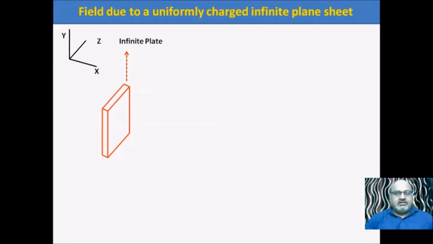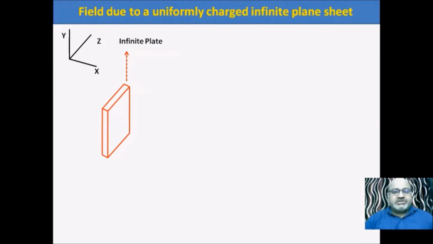To find the electric field intensity due to an infinite charge plate. So this is an infinite charge plate with positive charge. So keep in mind, this is a positively charged infinite plate, and this is the axis diagram. This side of the plate is along the x-axis, this side along the y-axis, and this is along the z-axis.